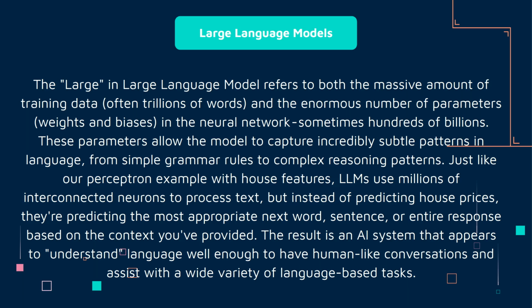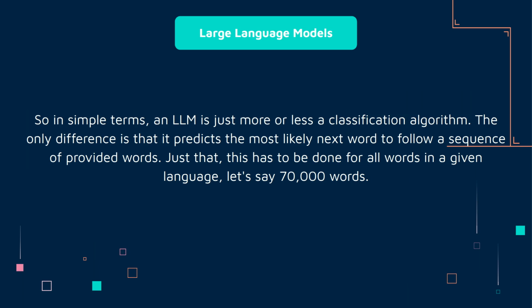So the "large" just stands for how massive this thing is, how massive the training data is, how enormous the number of parameters, weights, and biases are in these neural networks. Sometimes billions, right? 110 billion, and we've seen that ChatGPT has 176 billion parameters. That's really crazy. Yeah, so that's basically large language models, just predicting the next word.